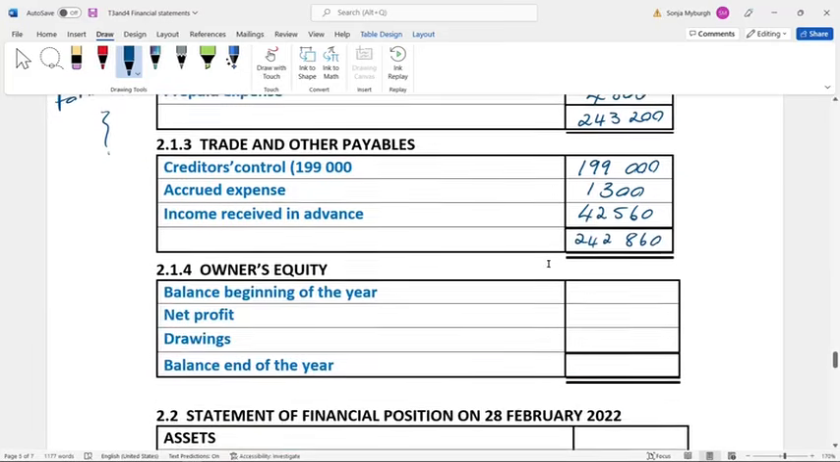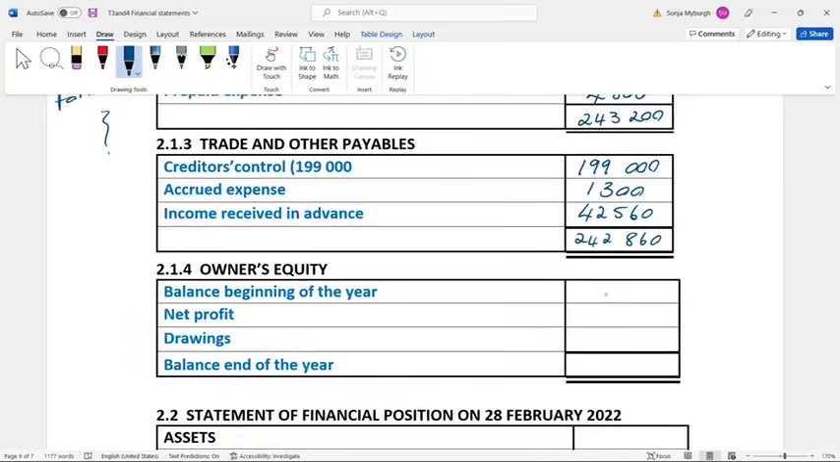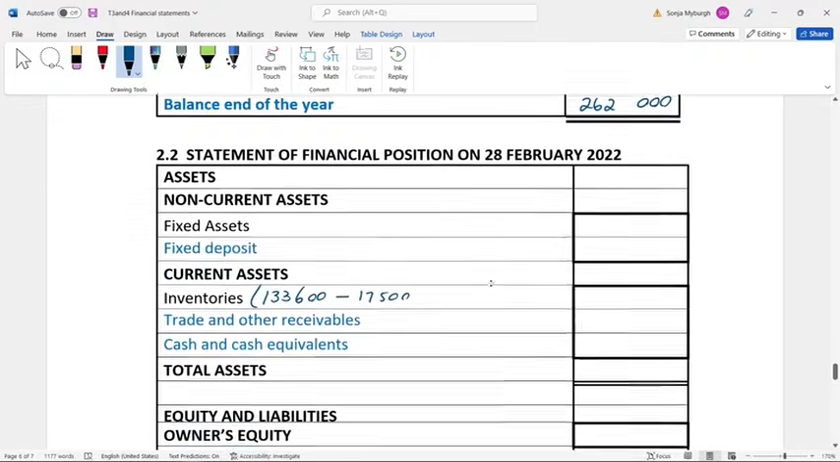Owner's equity, they've given us the balance at the beginning, 240,000. They've given us the net profit, 78,000. They gave us the drawings, 56,000. Therefore, we know that owner's equity at the end of the year is 262,000. Those are the 4 notes that they asked us. Now we complete the balance sheet.